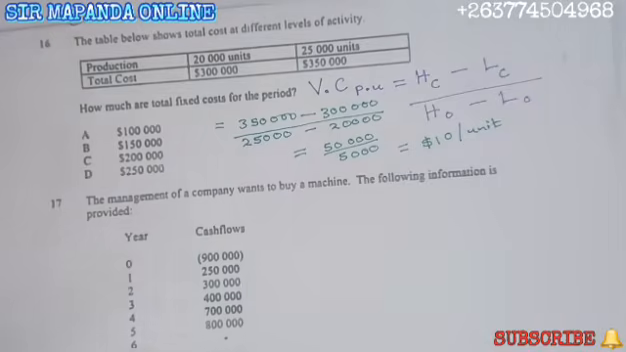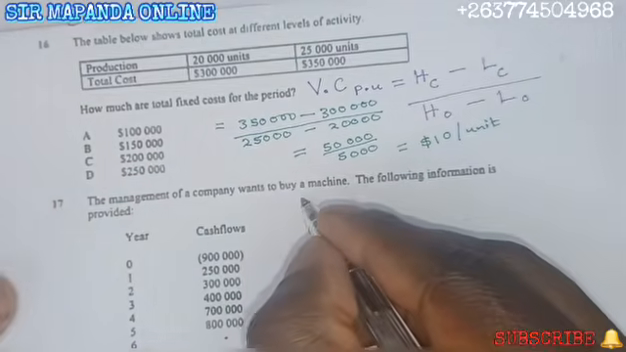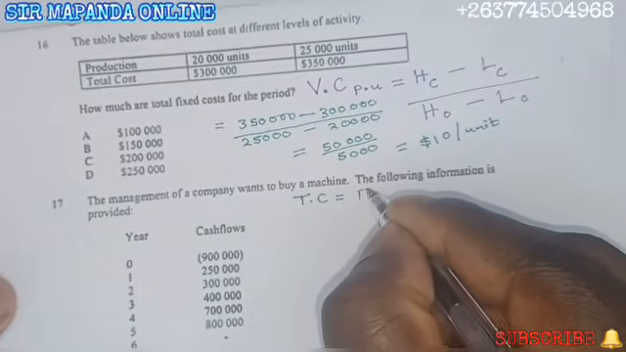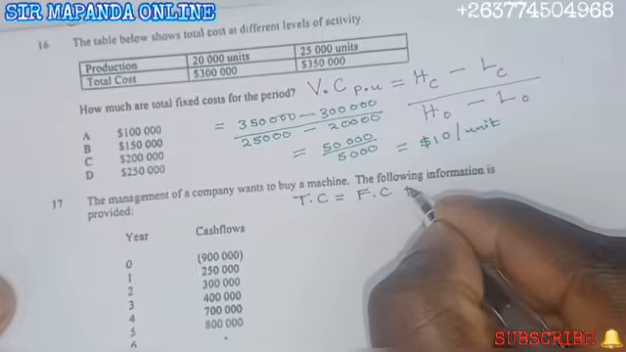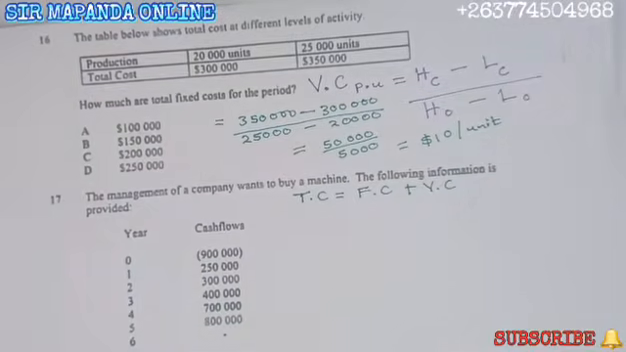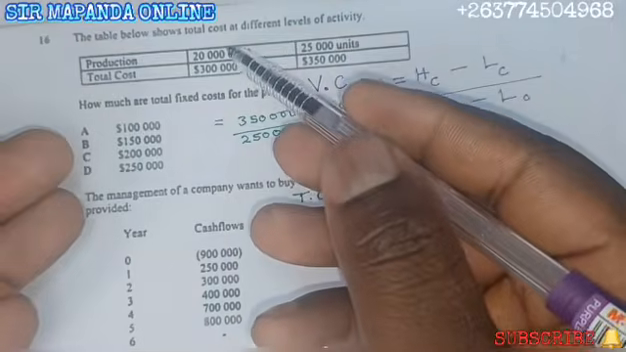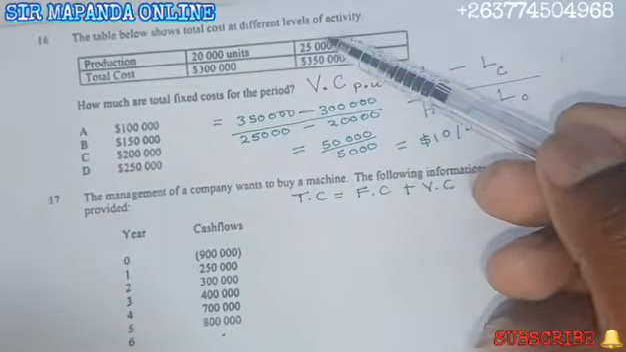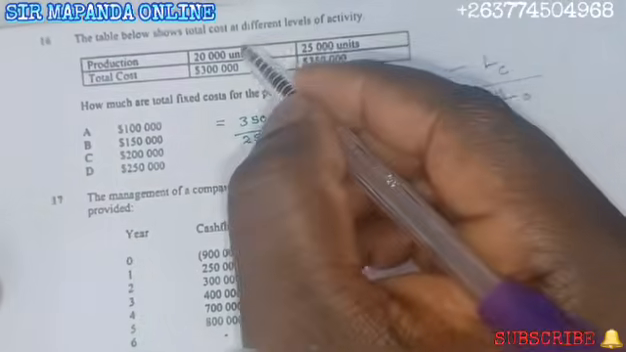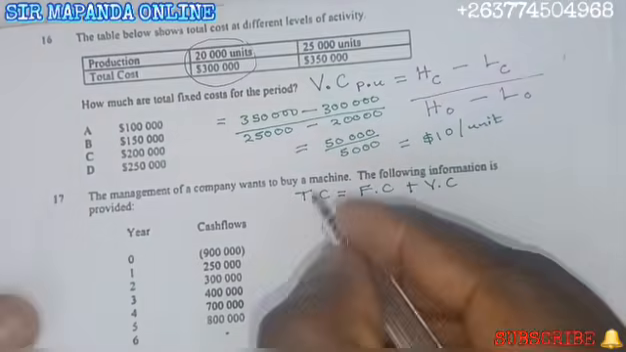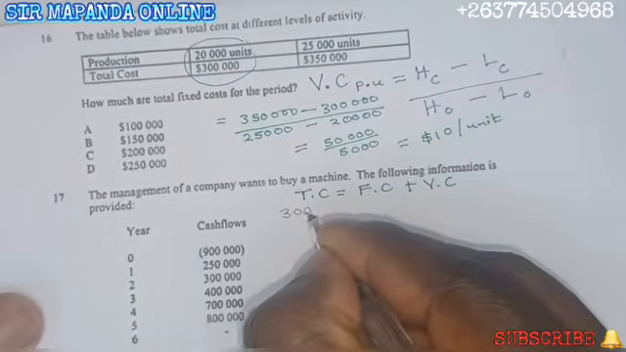So to then calculate the fixed cost, you are saying total cost is made up of fixed costs plus variable costs. I hope you are following. So you choose either the lowest combination, whereby you choose 20,000 and 300,000, or you can choose the highest combination. Let us choose the lowest combination. I'm going to put 300,000 on TC.